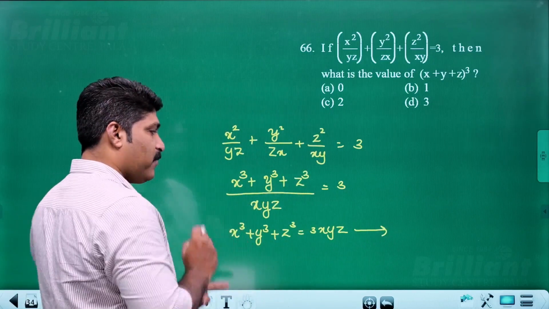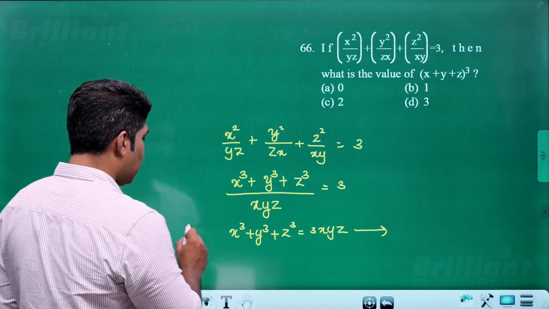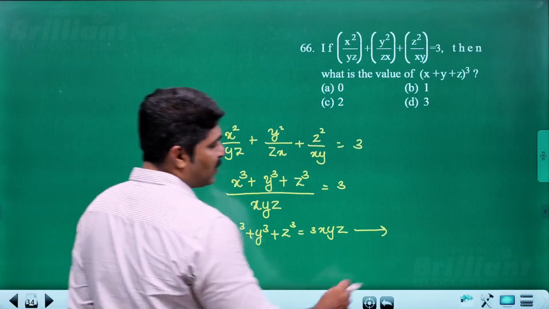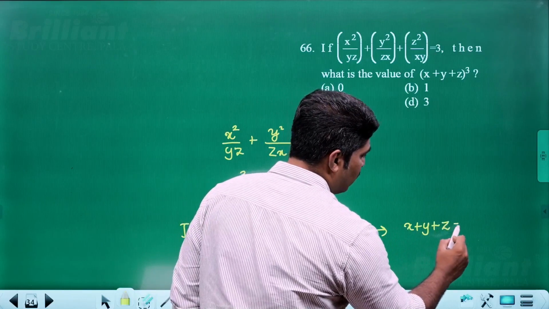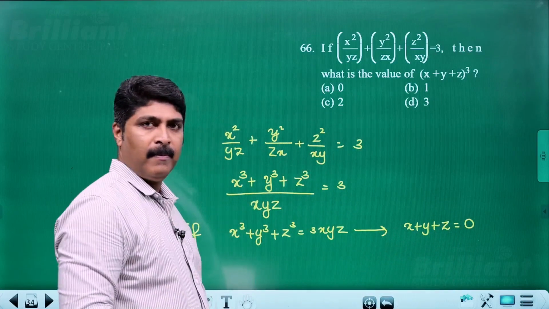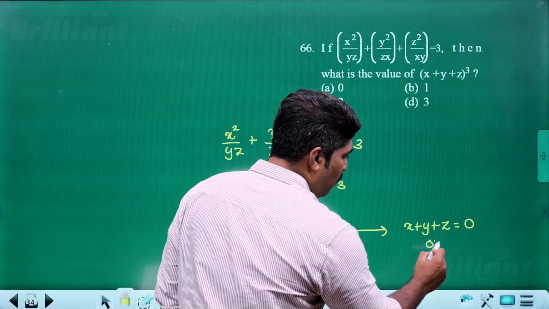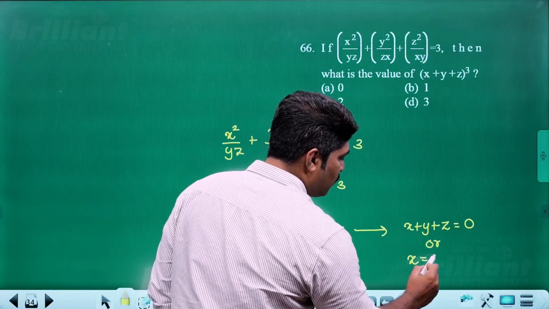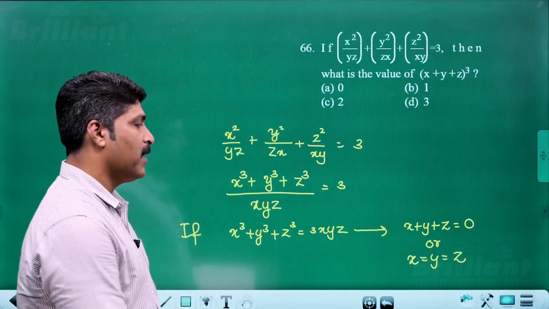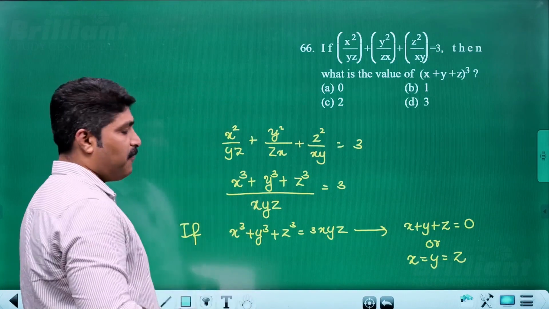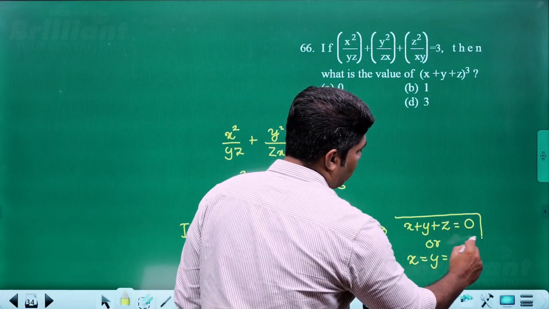If x cube plus y cube plus z cube equals 3xyz, the first condition is x plus y plus z equal to 0. What is the second condition? Or x equal to y equal to z. These are the two conditions. But in most of these types of questions, we take this possibility.